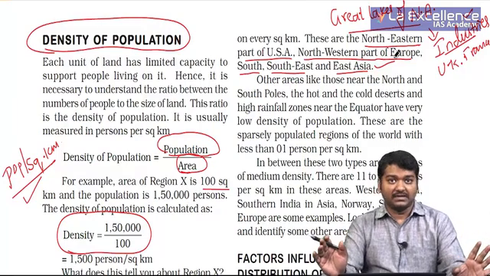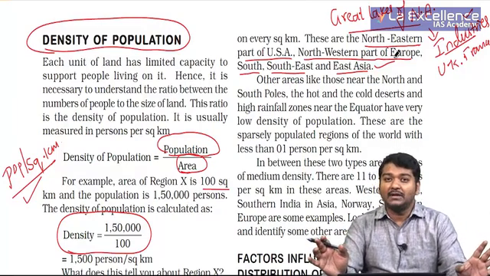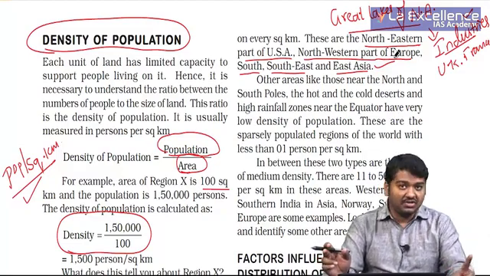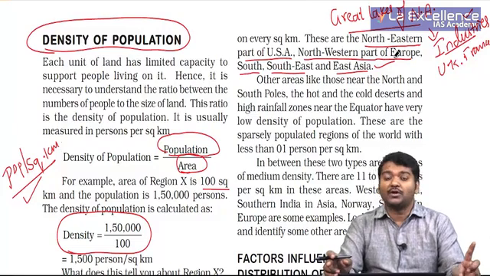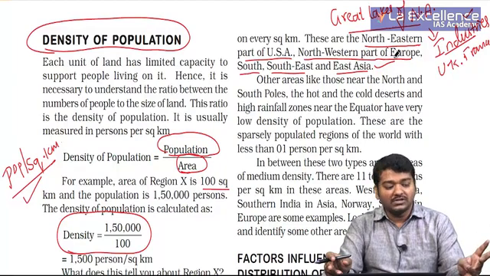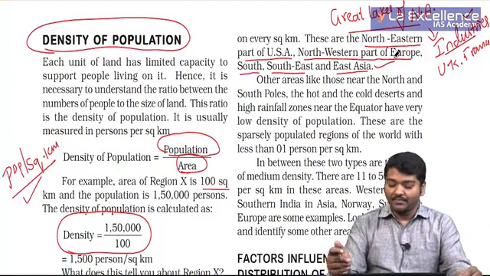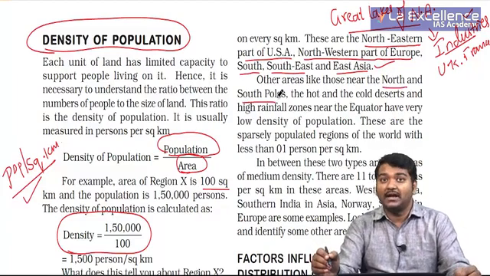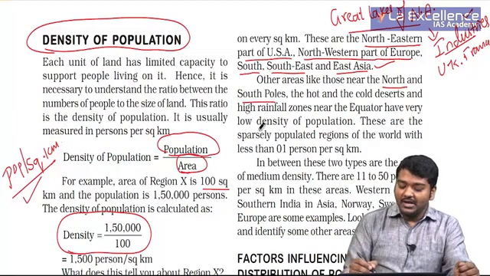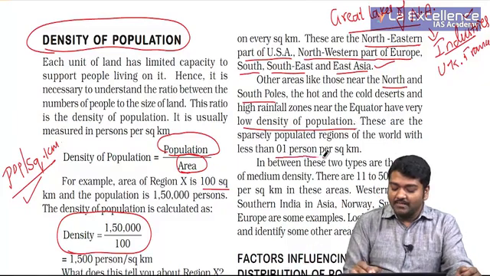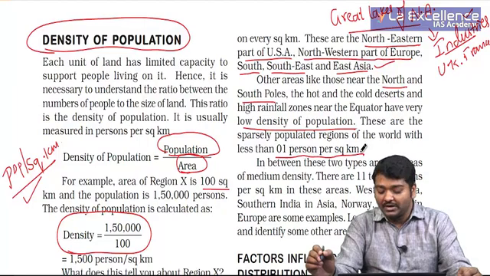Please remember this. We are talking about North America, South America, nothing much. Brazil in some areas you have, but when we talk about North America, we are talking about the industrial parts. When we are talking about Europe, we are talking about the northwestern part of Europe, and then South, Southeast and East Asia. Other areas closer to the North Pole and South Pole, like Canada and Russia, usually have low density of population. These are sparsely populated regions of the world with less than 1 person per square kilometer.